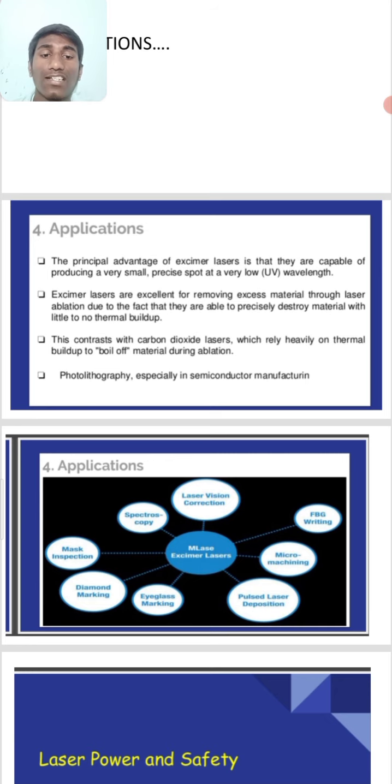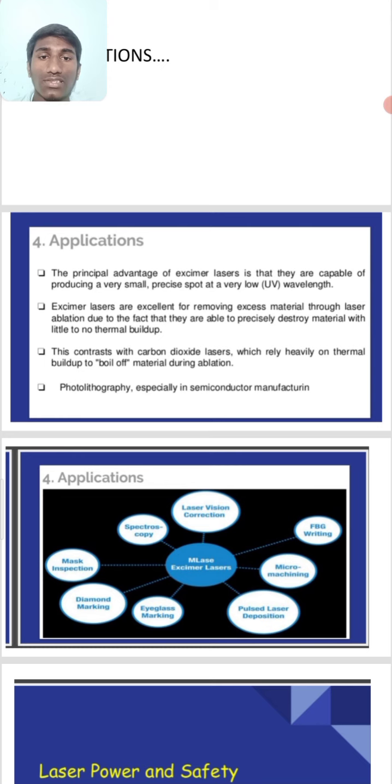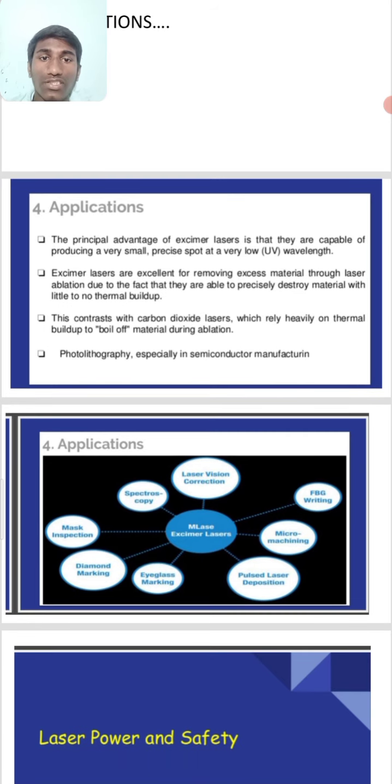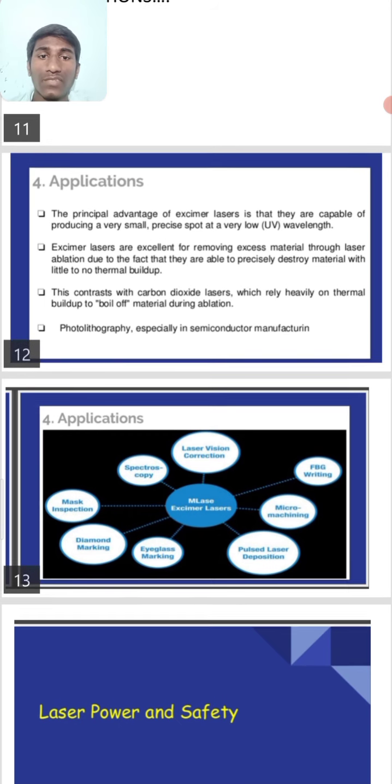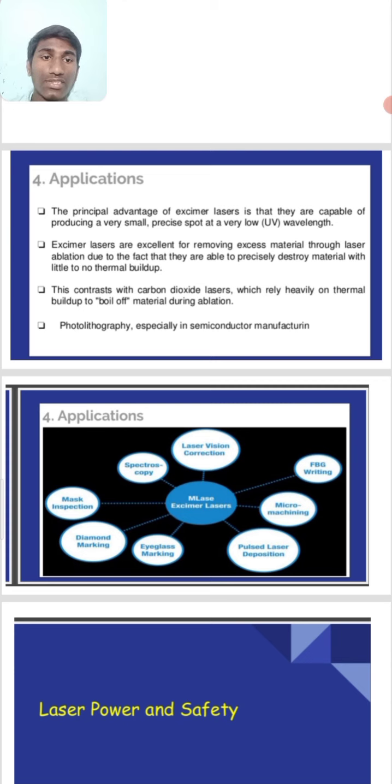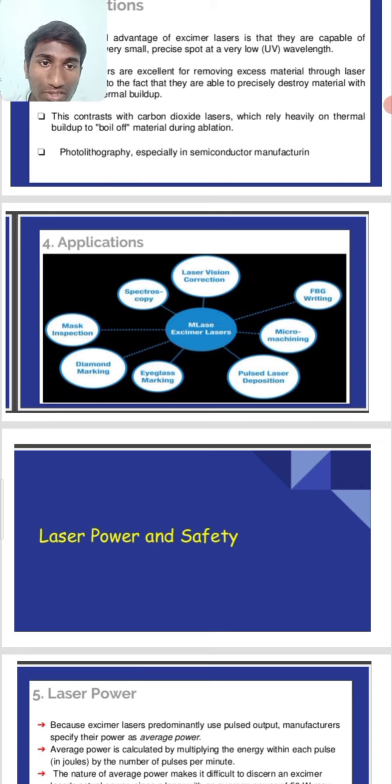The principal advantage of excimer lasers is that they are capable of producing a very small precise spot at very low ultraviolet wavelength. Excimer lasers are excellent for removing excess material through laser ablation due to the fact that they are able to precisely destroy material with little to no thermal buildup. This contrasts with carbon dioxide lasers, which rely heavily on thermal buildup to boil off material during ablation, especially in semiconductor manufacturing. Here you can see a pie chart which denotes the applications of an excimer laser.